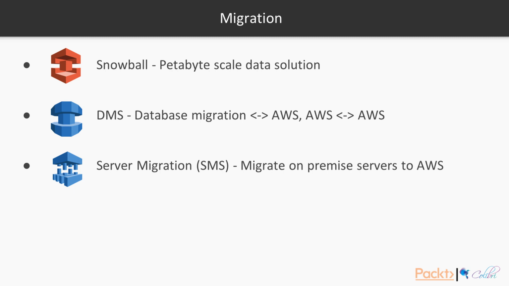VMS is a data migration service which helps you to migrate your database from AWS to AWS or from your on-premise to AWS. Server Migration Service allows you to replicate your servers from on-premise to AWS. You can automate and schedule the migrations.